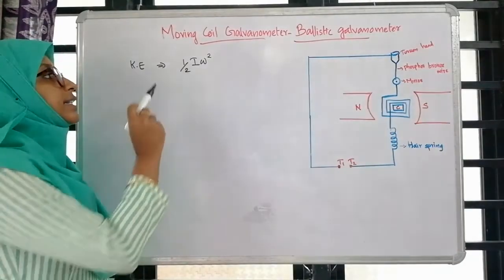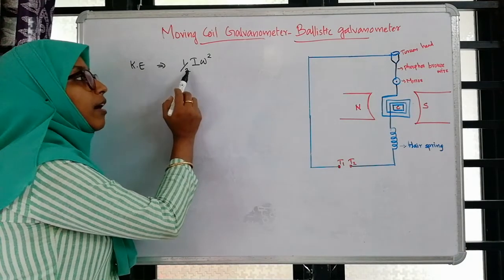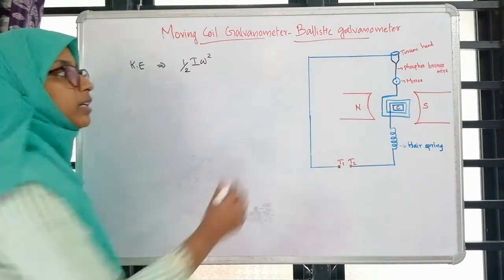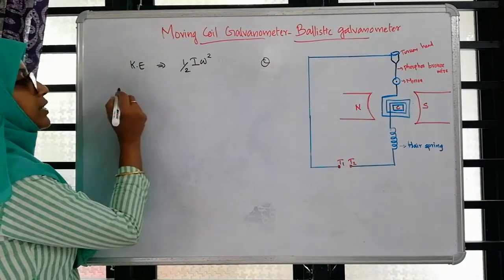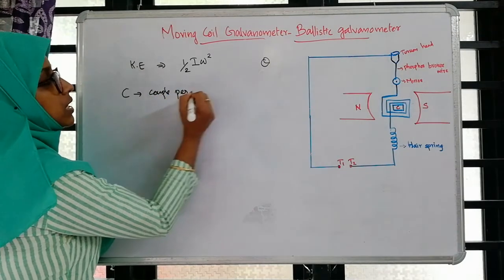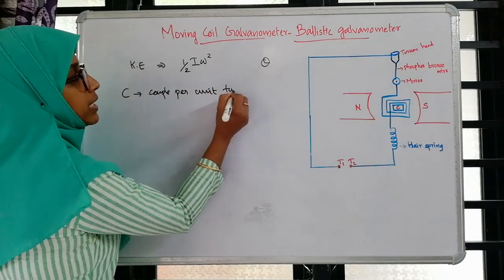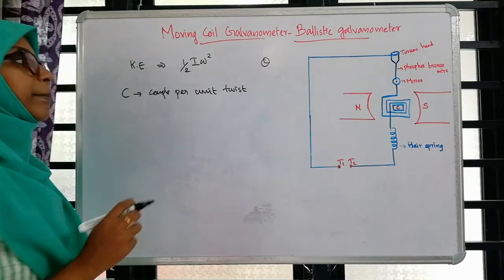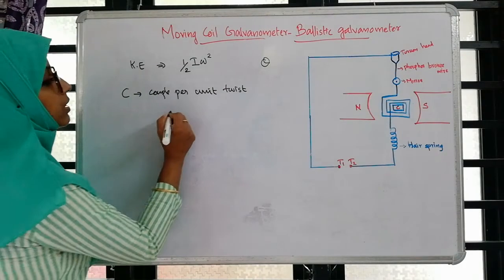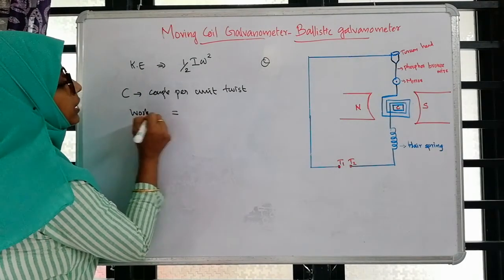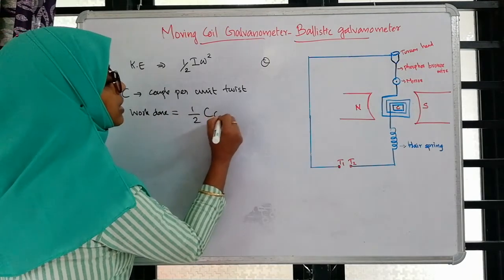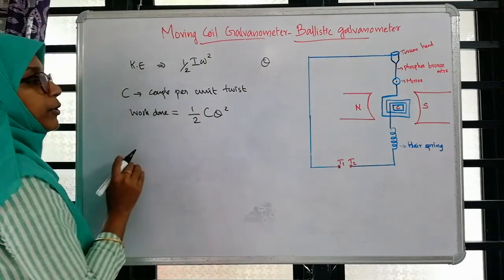We know the kinetic energy of the rotating system can be half into I omega square, which can be used to twist a fiber by an angle theta. Let C be the couple per unit twist. We can represent the work done to twist a fiber by an angle theta as half into C theta square, where C is the couple per unit twist.